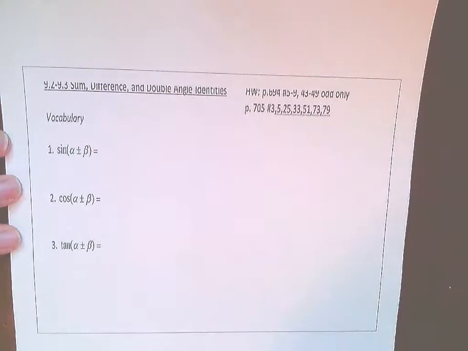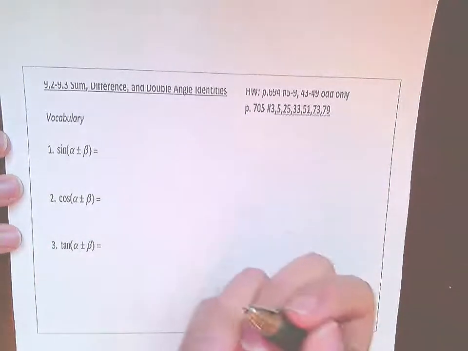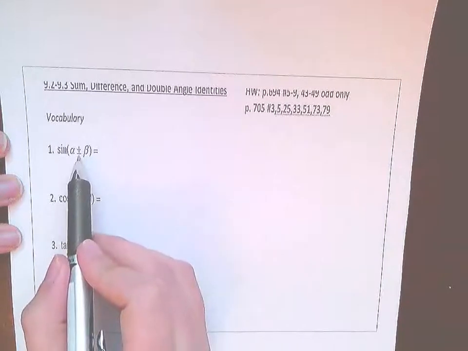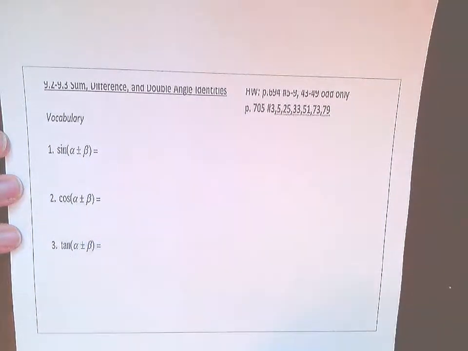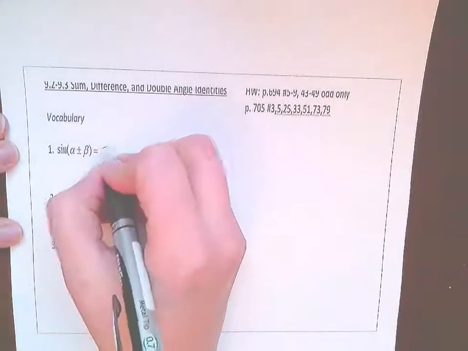Okay guys, next section, 9.2 and 9.3. Here's the vocab. And this should all look familiar to you from last year. It's the sum and difference and double angle identities. So the first one we're going to do is the sum and difference of sine, cosine, and tangent. And if you remember, there's two of them.